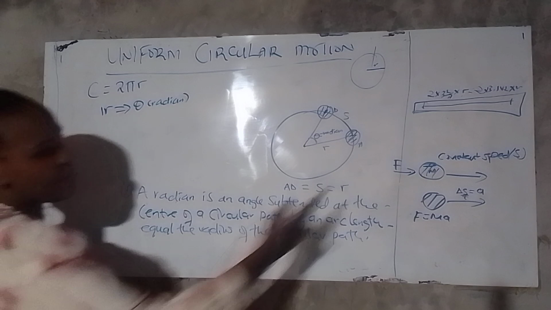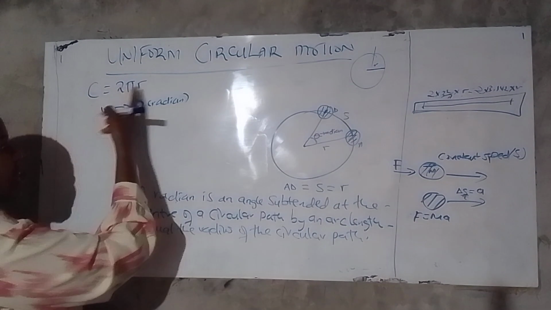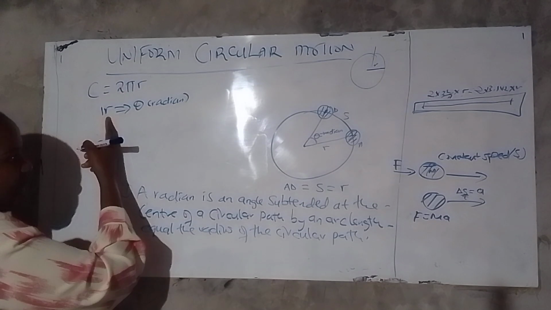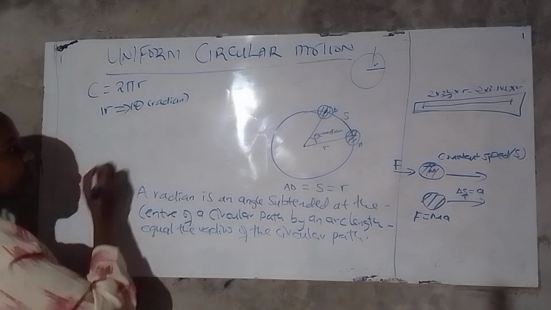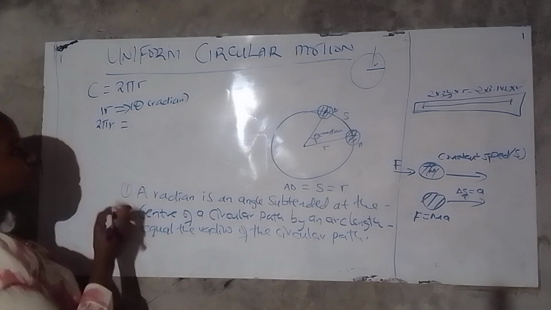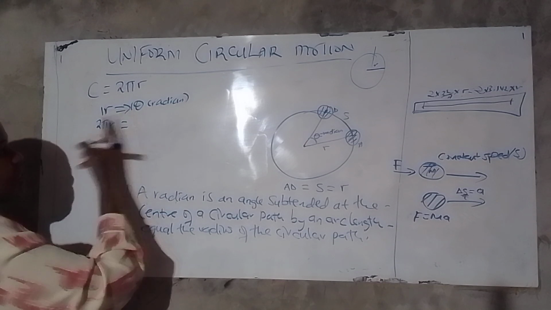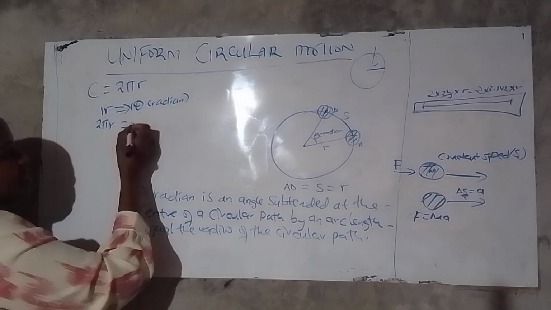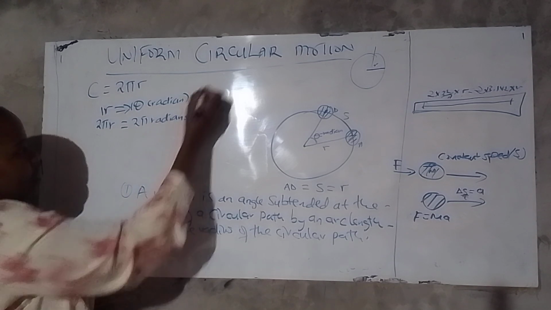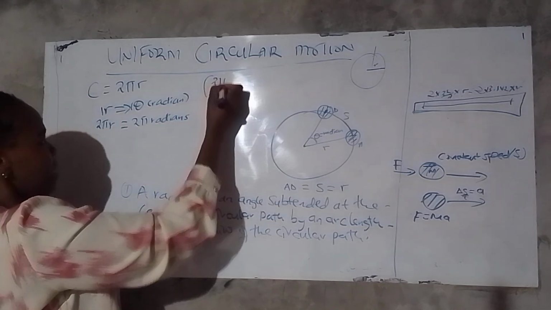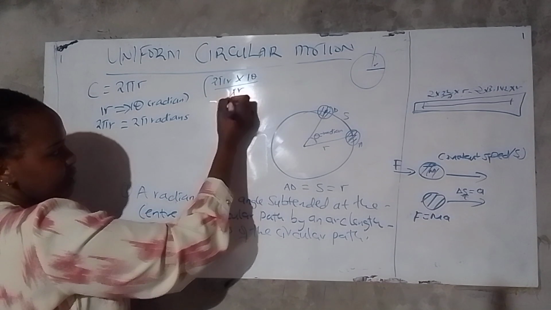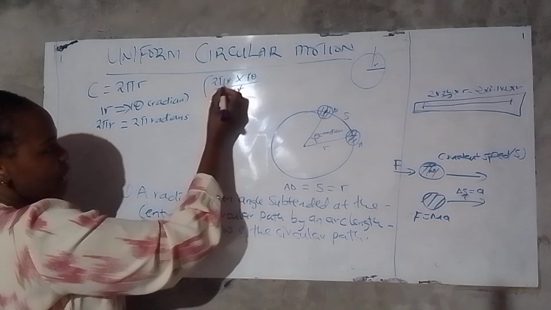Now, the whole circumference, which is 2 pi r, will be equal to how many radians? If 1 r is 1 radian, then 2 pi r, which is the whole circumference, will be equal to 2 pi r times 1 radian over 1 r. So it will be 2 pi radians. Don't get confused, I've just cross multiplied: 2 pi r times 1 radian over 1 r. So it's 2 pi radians.